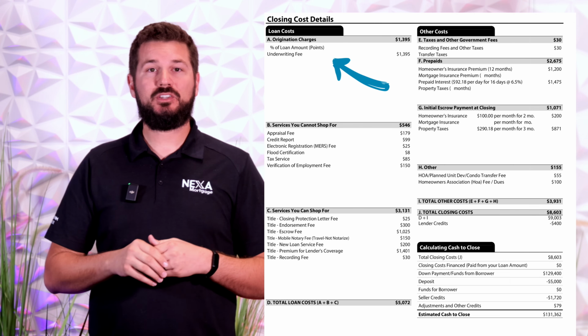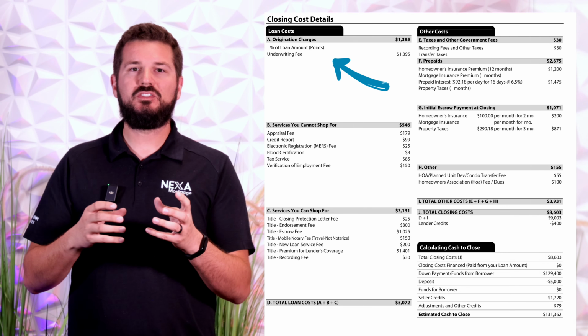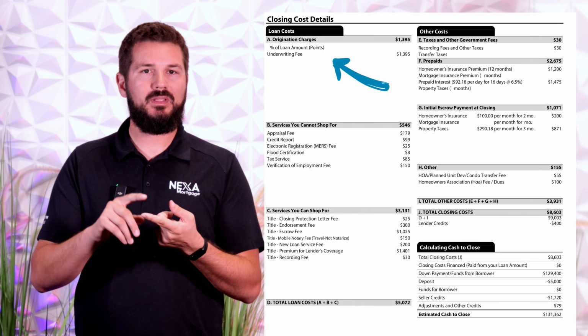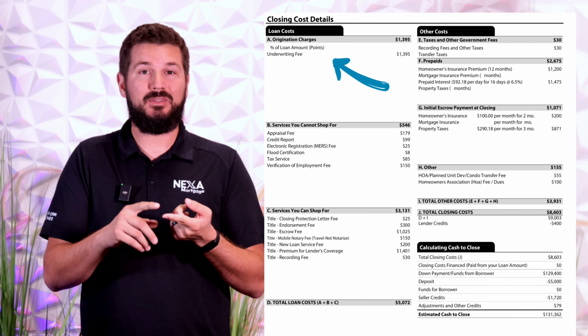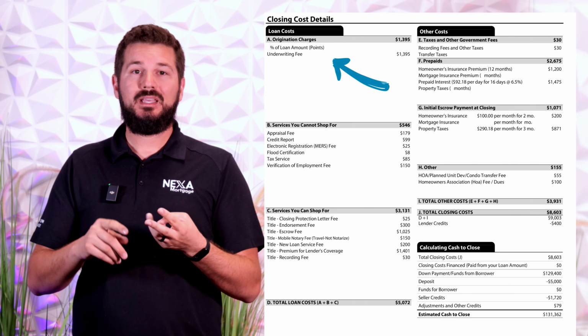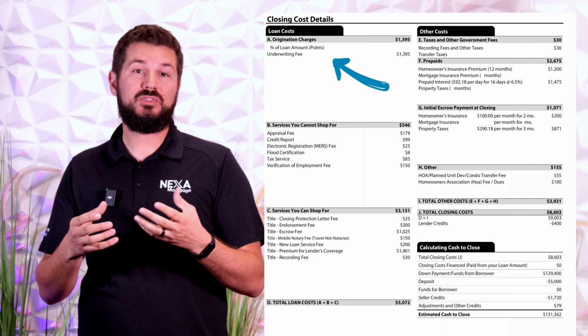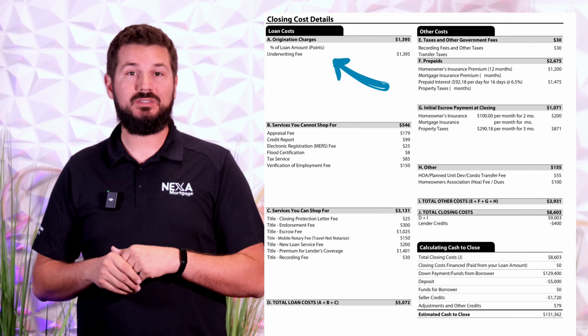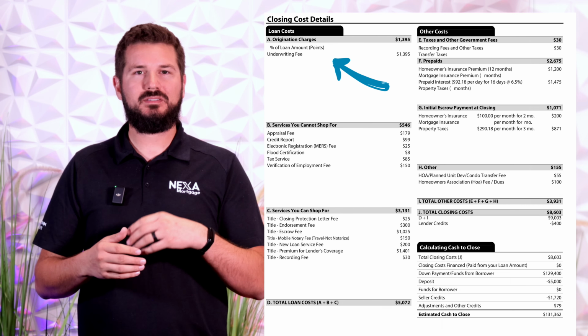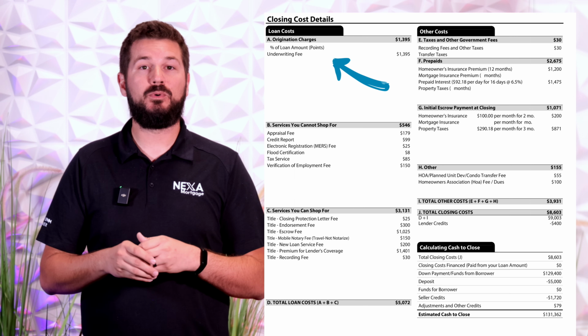The first section is Section A, Origination Charges. This is where you'll find costs directly from the lender, such as an application fee if there is one, an underwriting fee, any points paid to lower your interest rate, as well as an origination fee. These are often the largest costs and crucial in determining your loan's affordability.